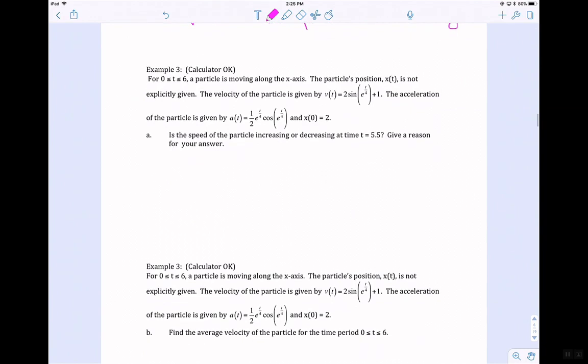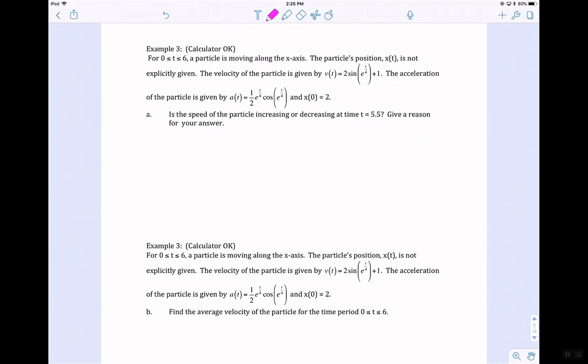Changing the equation on you just a little bit, for example 3. Again, the calculator is okay for these. It will indicate in your problem set whether or not the calculator is okay. Okay? So is the speed of the particle increasing or decreasing when time is equal to 5.5? Give a reason for your answer.